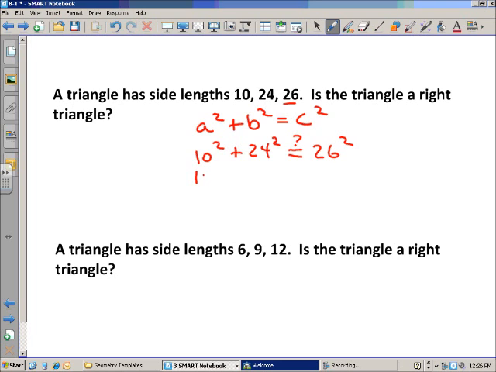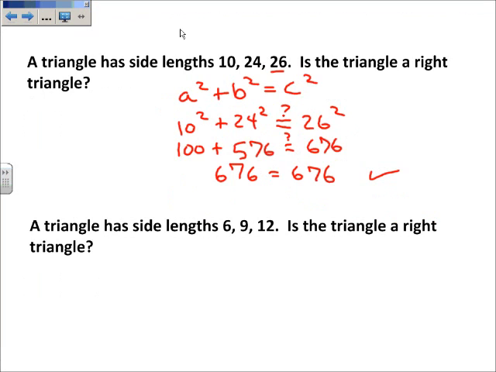Okay, so 10 squared is 100. 24 squared, I don't know off the top of my head. 24 squared is 576, is equal to question mark 676. So 100 plus 576 is 676, and that's equal to 676. And so this must be a right triangle because it's equal.